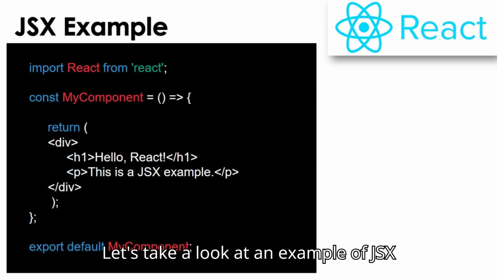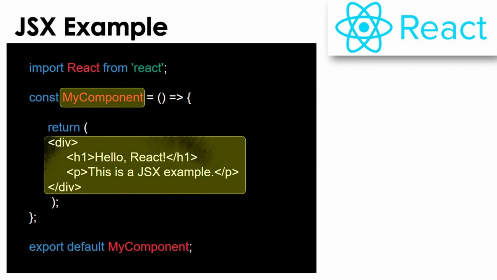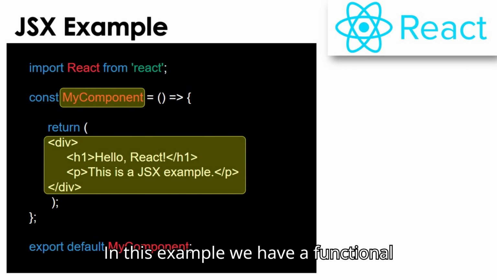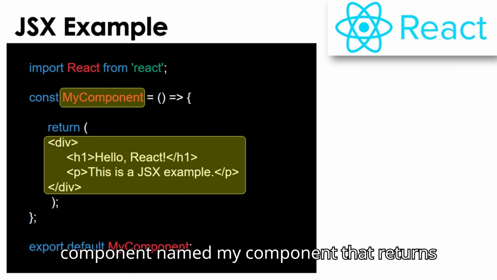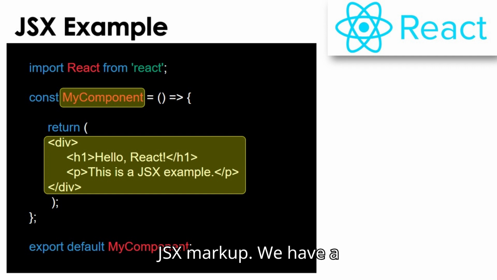Let's take a look at an example of JSX code. In this example, we have a functional component named myComponent that returns JSX markup. We have a div element containing an h1 heading and a p paragraph.